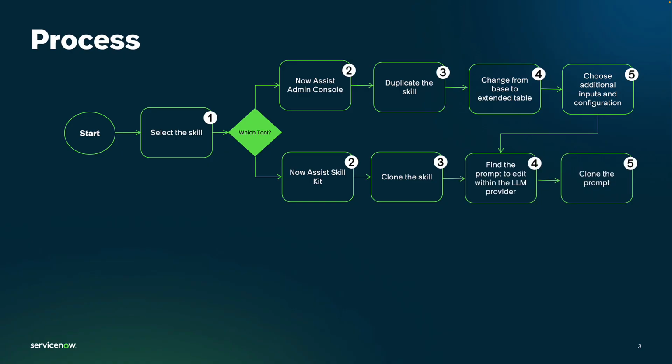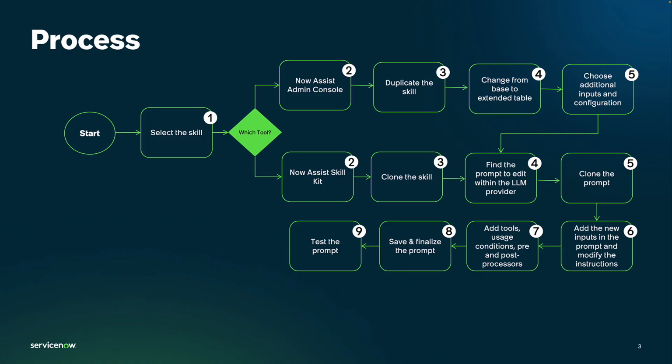When we are able to progress with the process, you have to find the prompt to edit within the LLM provider. You're going to clone this prompt, and then add new inputs into the prompt and modify the instructions within it. After you're done with that, you can add tools, usage conditions such as specific states, and pre and post processors for formatting or such. Then you will save and finalize the prompt and then test it.